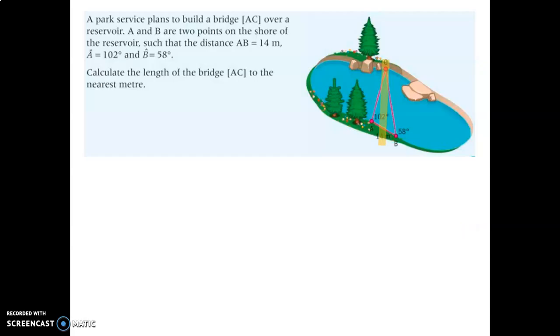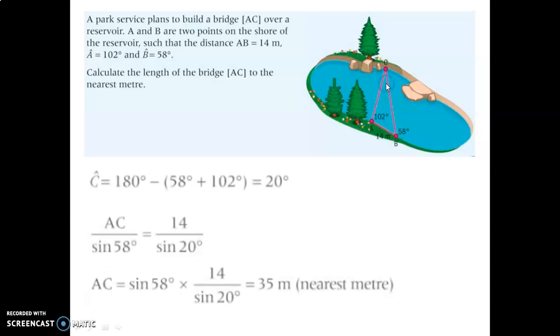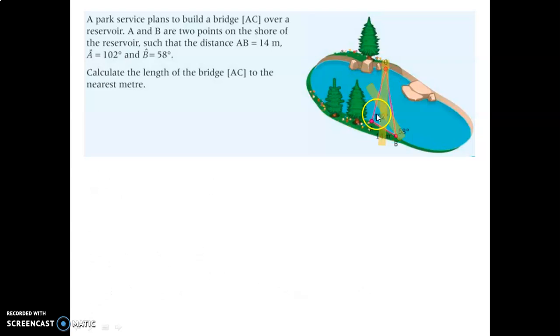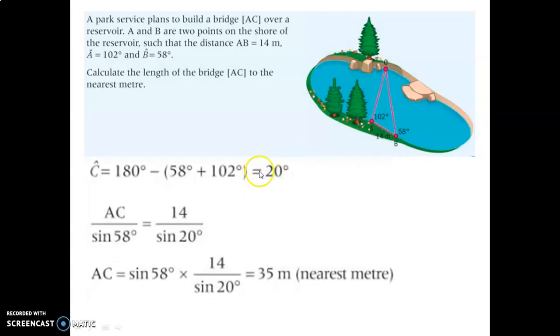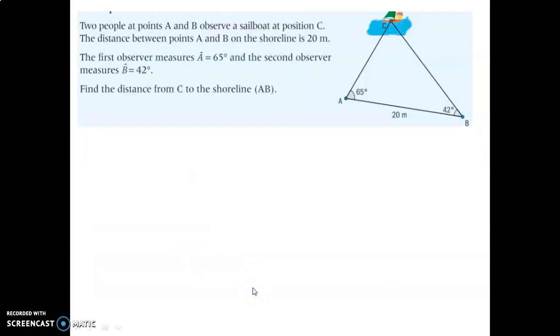Now let's check our work. So we were looking for the length of the bridge, which is from A to C. But we do know this side. Do we know this angle? No, but we can find it. We know this angle because we know the other two angles, so we can find this angle. And then we have this angle and we're looking for this side. So again, begin by finding that missing angle, which is 20, angle C is 20, and then set up the sine rule and solve. Okay, next one, try this one.